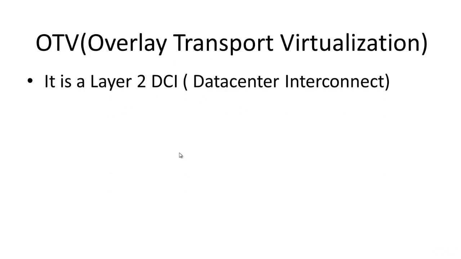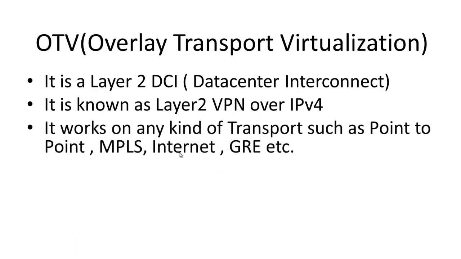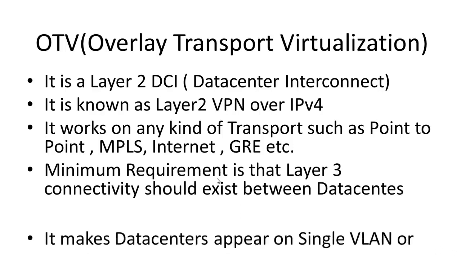So it is basically layer 2 DCI, that is data center interconnect. It is used for connecting data centers. You can also call it a layer 2 VPN over IPv4, or over IPv6 in case you are using IPv6. Even if you have a point-to-point network, MPLS network, internet, or GRE, whatever kind of transport, it will work over it. It just needs layer 3 connectivity. That's it. You can have more than 2 data centers as well. Like I said, the minimum requirement is that layer 3 reachability is there between the DCs.